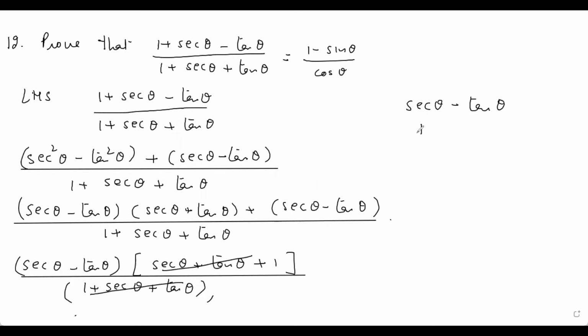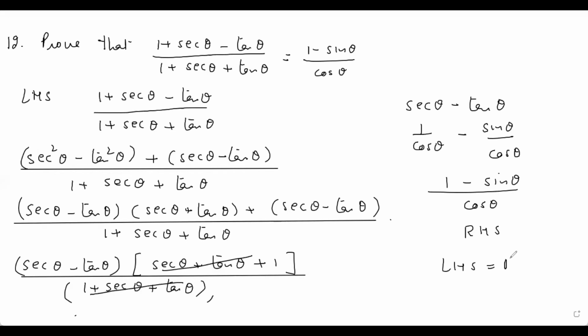Instead of sec theta, I can write 1 over cos theta. Instead of tan theta, I can write sin theta by cos theta. Take the LCM, cos theta, 1 minus sin theta in the numerator. This is what we want to prove. So this is right hand side. So left hand side is equal to right hand side.